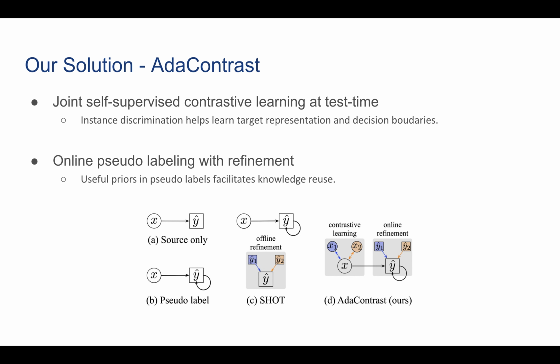To answer these questions, we introduce our solution, AdaContrast, which performs joint self-supervised contrastive learning at test time and online pseudo-labeling with refinement. The intuitions are that instance discrimination helps learn a target representation and hence decision boundaries, and useful priors in the pseudo-labels facilitate knowledge reuse.